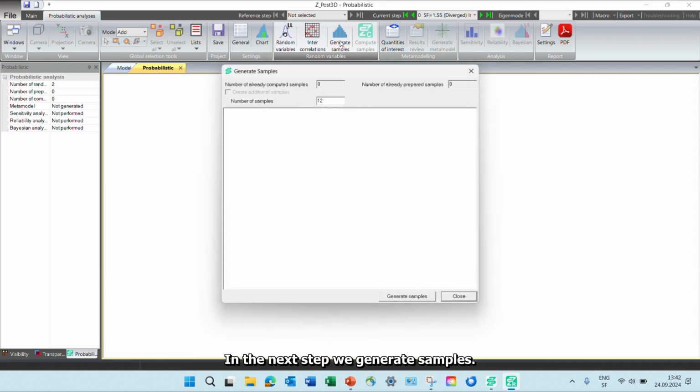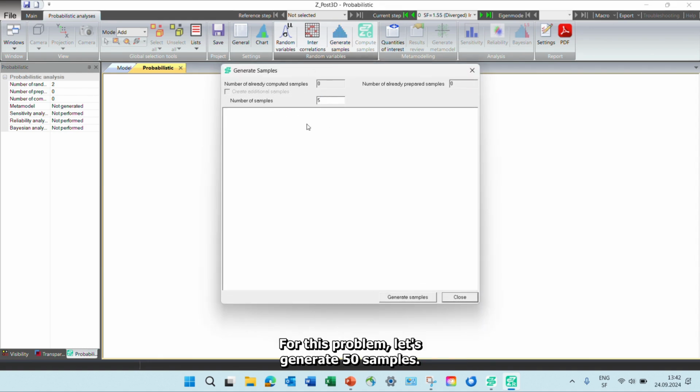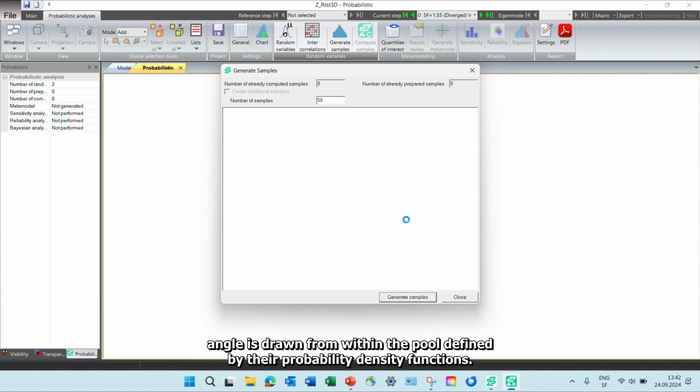In a next step, we generate samples. For this problem, let's generate 50 samples. For each sample, a pair of cohesion and friction angle is drawn from within the pool, defined by their probability density functions. The 50 resulting pairs of cohesion and friction angle will be the input parameters for one finite element calculation each.